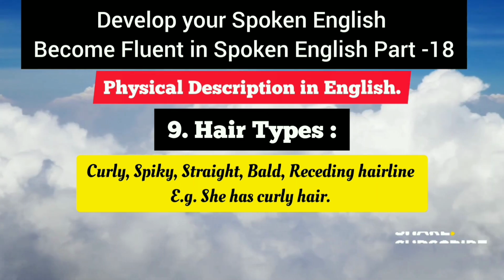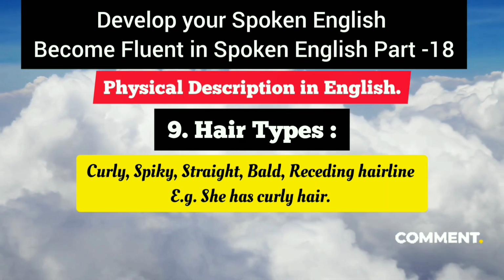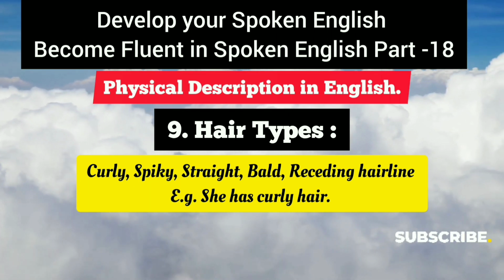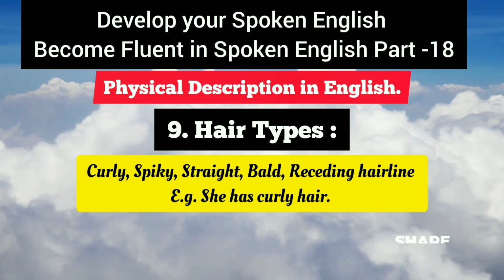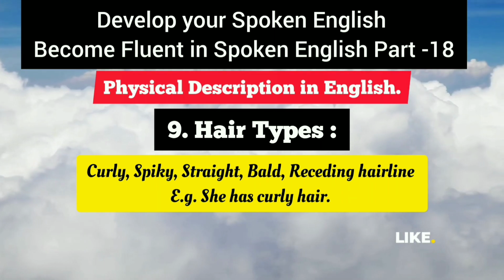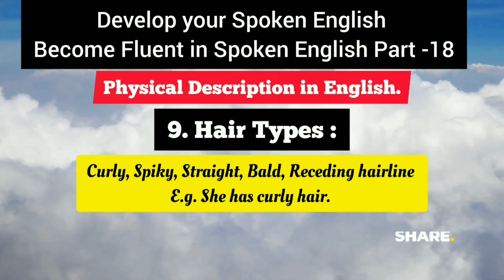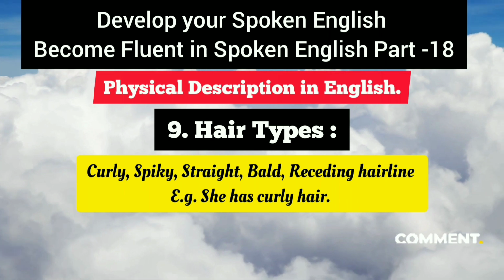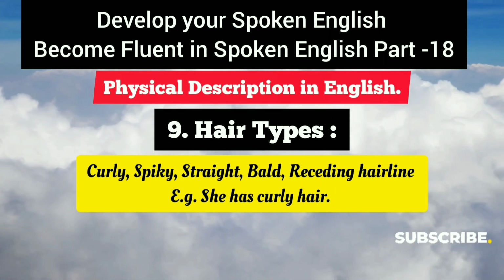Obviously if someone has become totally hairless, then we say bald, he is bald. You can also say he's a bald headed guy. That means he doesn't have hair. Bald means doesn't have hair. Or you can use the term receding hairline. Receding hairline is used for people where you see a kind of recession on the forehead. That means the hairline is becoming thinner, going backwards, or there is a recession line, that is called receding hairline.